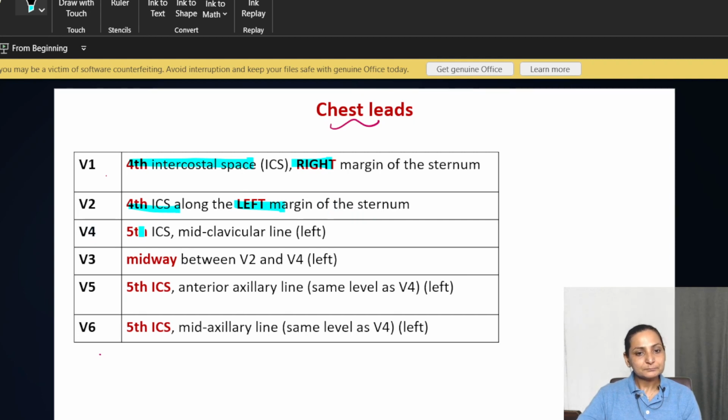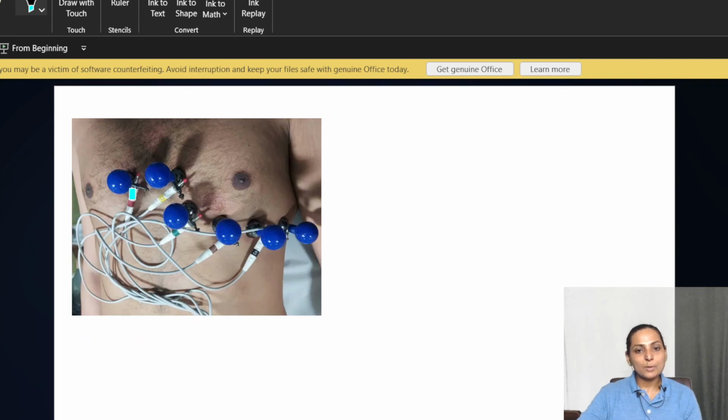V4, 5th intercostal space, mid-clavicular line towards the left. V3 is between V2 and V4. V5, 5th intercostal space. V6, 5th intercostal space. Both on the left side, but V5 is anterior axillary line and V6 is the mid-axillary line. So you can see how beautifully this figure is given, where you can see that the chest leads are being applied when you are recording an ECG. So we've understood bipolar, we've understood unipolar, that is the chest leads.